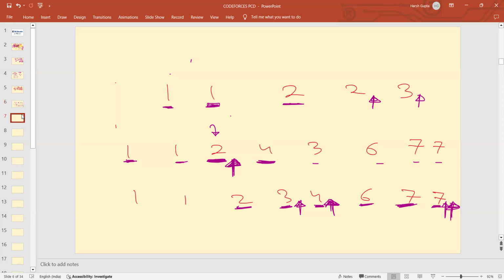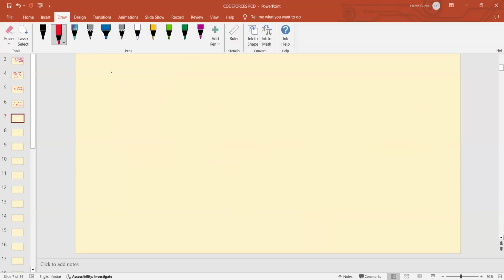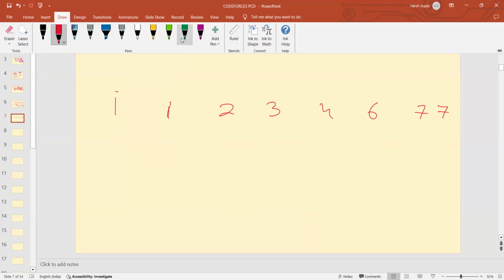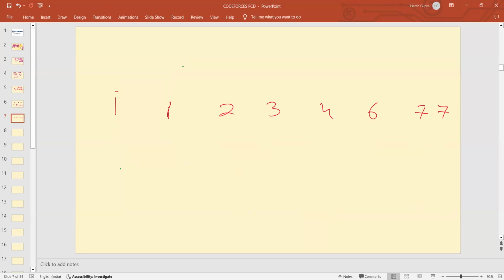1, 1, 2, 3, 4, 6, 7, 7. See, let me first of all calculate the prefix sum. You will get the idea why we are doing so. 1, 2, 4, 7, 11, 17, 24, and 31. Now, if I'm starting from this point, what I know is that before this, the sum is 0, right? If I'm starting from this particular point.